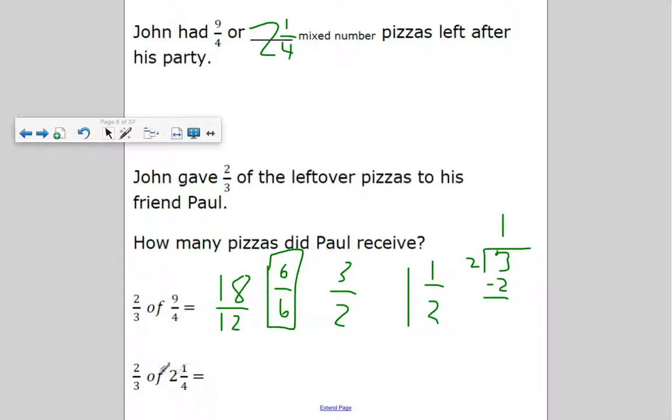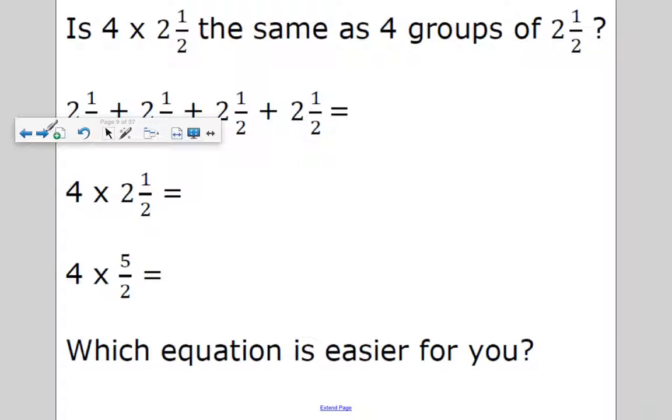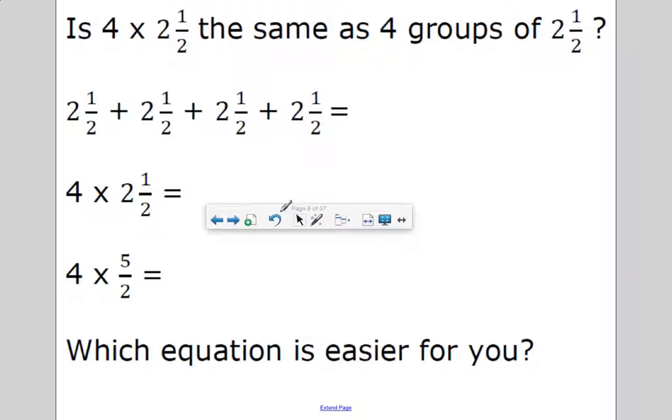Again, do not multiply these and stick the 1/4 somewhere. That does not make sense. You have to turn this mixed number into an improper fraction. So let's practice. Is 4 times 2.5 the same as saying 4 groups of 2.5? It is, because you have 4 groups of 2.5. That's 2.5 plus 2.5 plus 2.5 plus 2.5. Can you rewrite that in a multiplication sentence? 4 times 2.5. Could you rewrite that as another multiplication sentence? 4 times 5/2. So I turned this mixed number into an improper fraction.